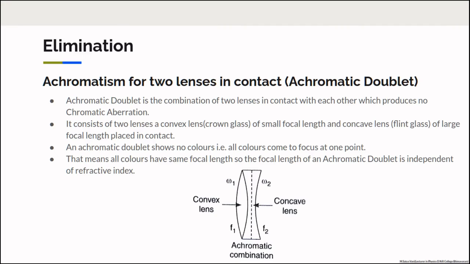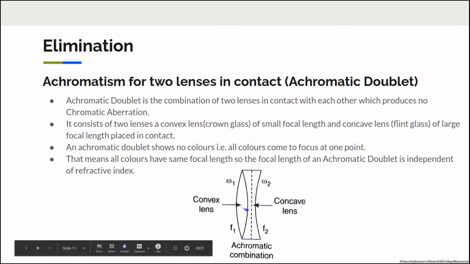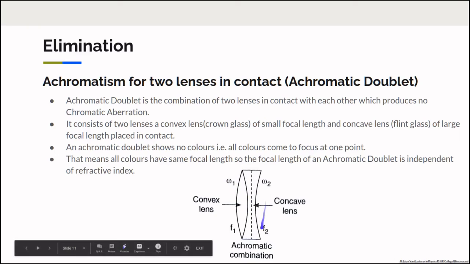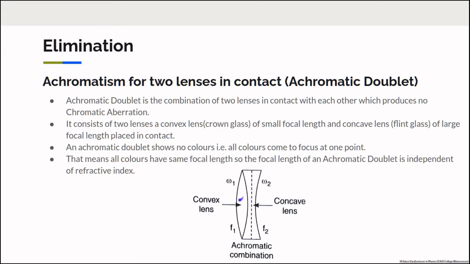Next, this is an achromatic doublet. It consists of 2 lenses. This is a convex lens and the second one is a concave lens. This is the combination of convex and concave lenses. In general, in an achromatic doublet, the convex lens is made up of crown glass, of small focal length, and the second one is made up of flint glass. This is a concave lens of large focal length.